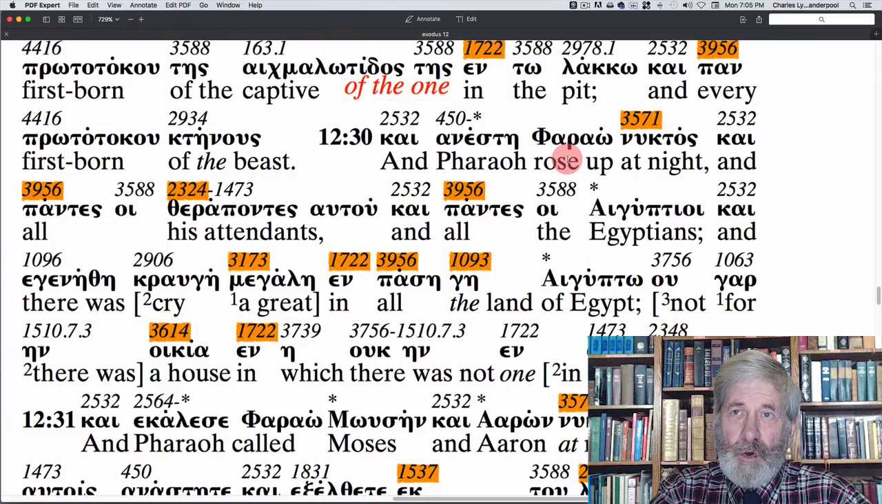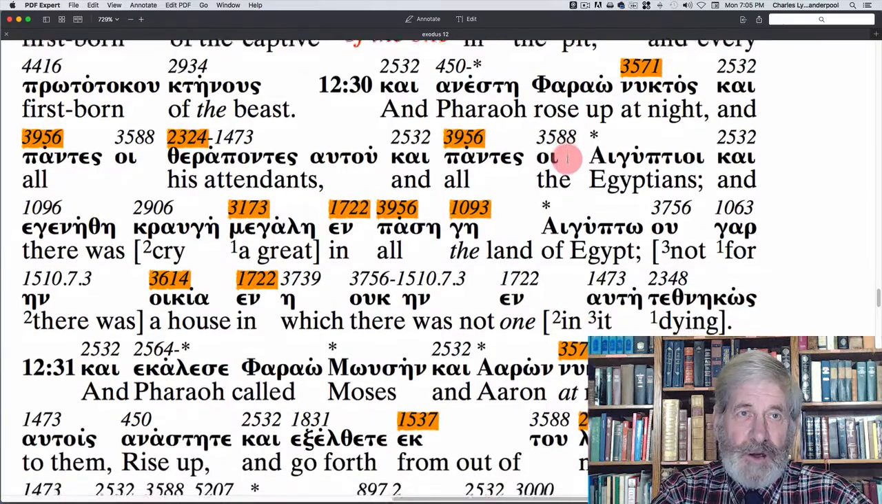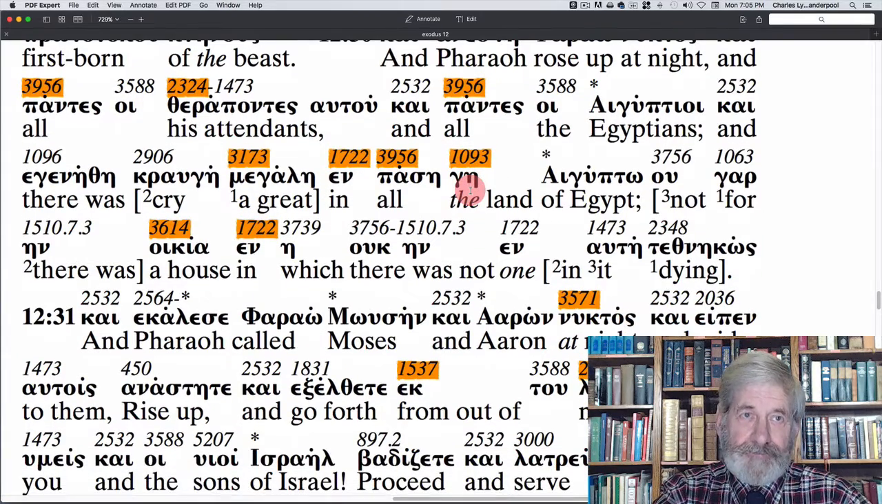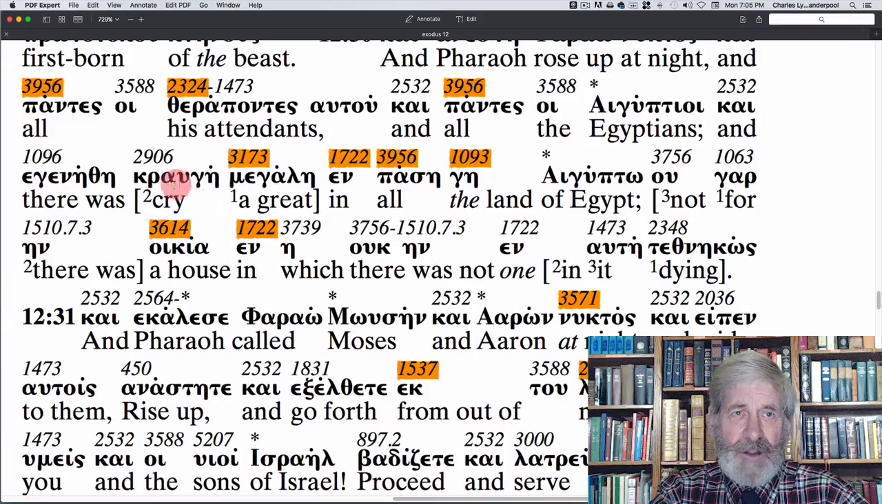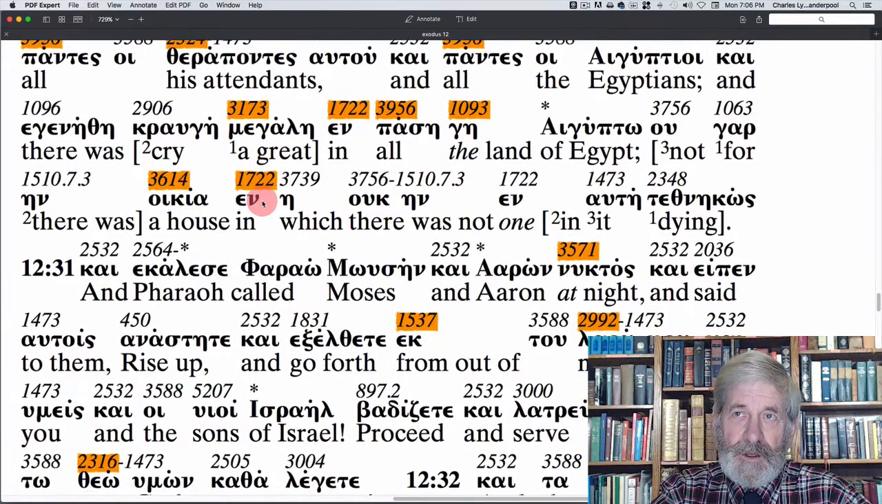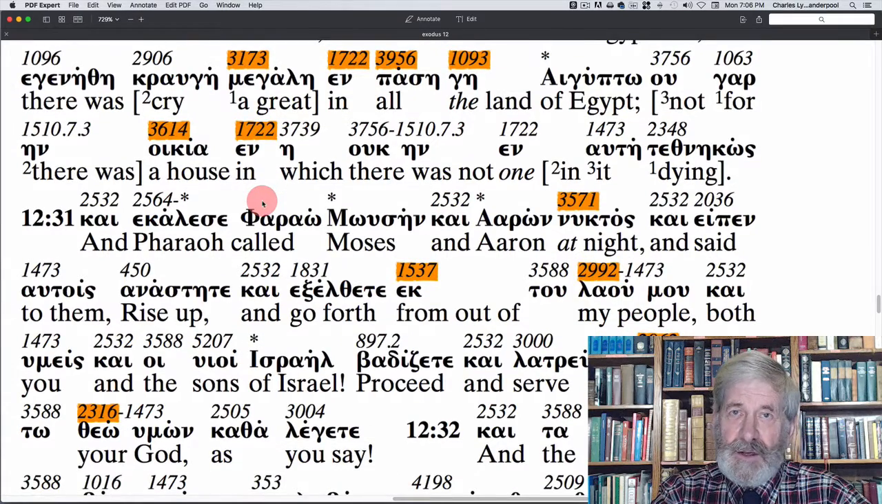And Pharaoh rose up at night, Niktos, and all of his therapontes, therapeutics, derivative, and all the Egyptians. And there was a megali cry, a great cry in all the land of Egypt, for there was not a house in which there was not one dying in it.